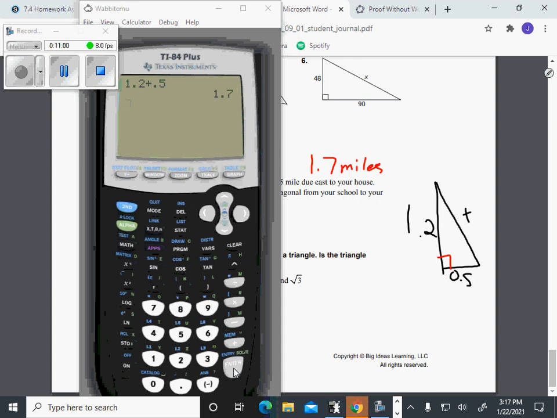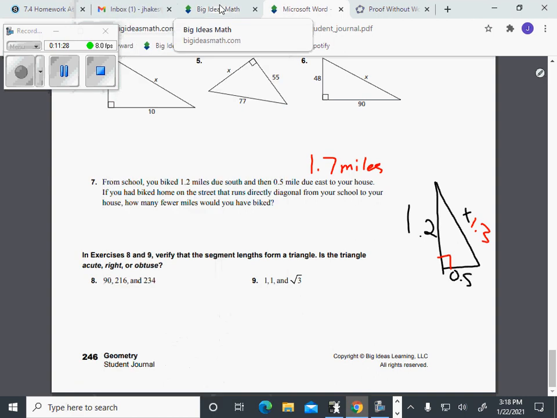Okay, now let's do our math. If we take 1.2 and square it, we get 1.44 plus 0.5 squared. We get 1.69, and we have to take the square root of that. We're going to get 1.3. So this is 1.3. So how many less miles would you have biked? You would have biked 0.4 less miles.